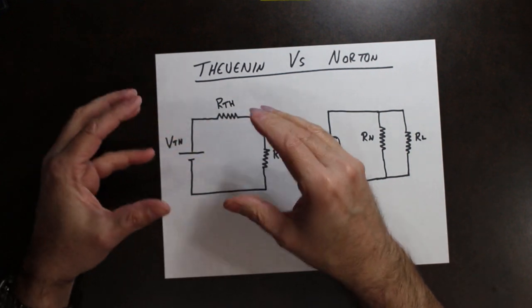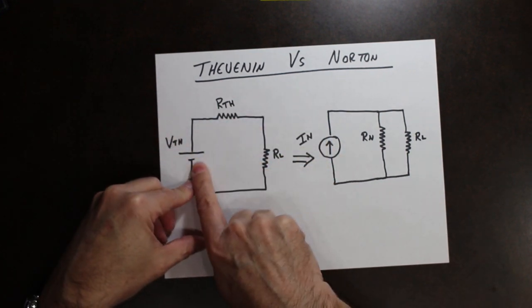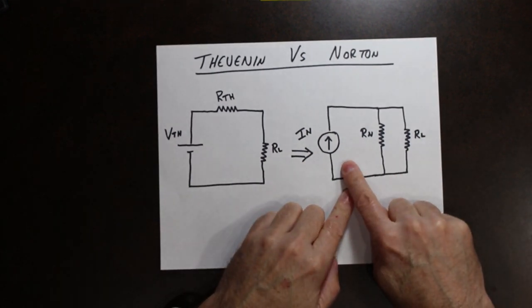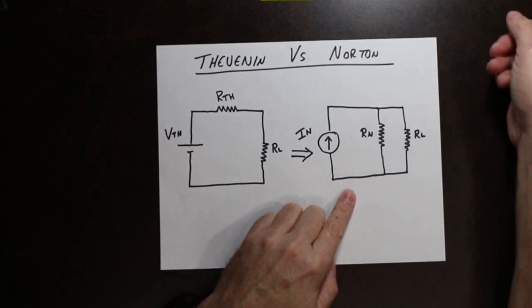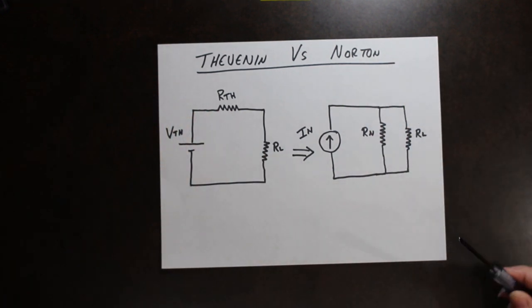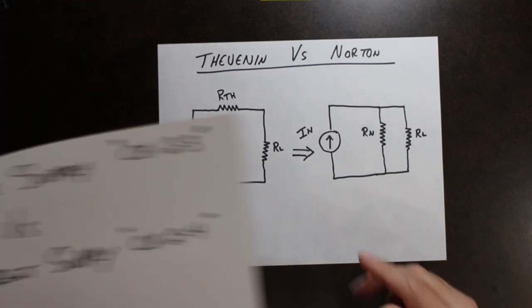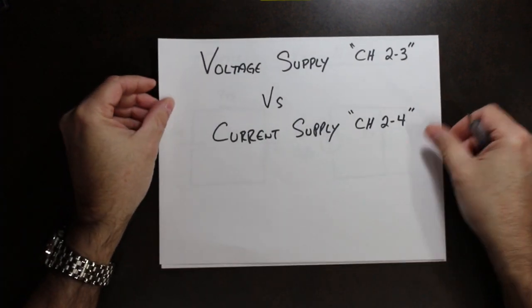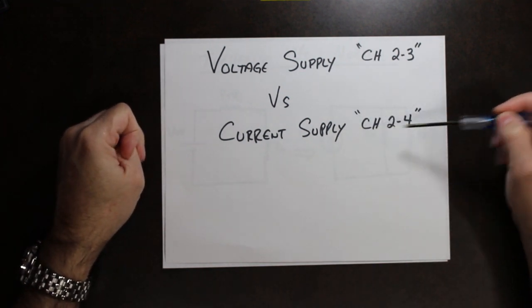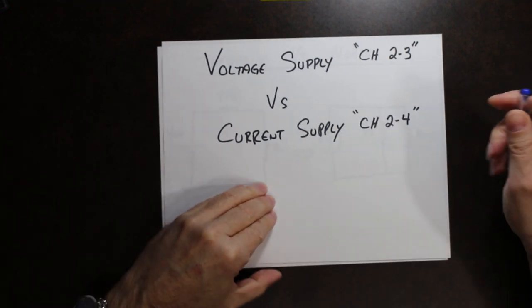So Thevenin's is an equivalent circuit using a voltage supply. Norton's is an equivalent using a current supply. Again, if you're unfamiliar or need a little bit of a review on what a constant current supply is, you can go back to chapter 2-3, look at voltage, and chapter 2-4 and look at the current supply.